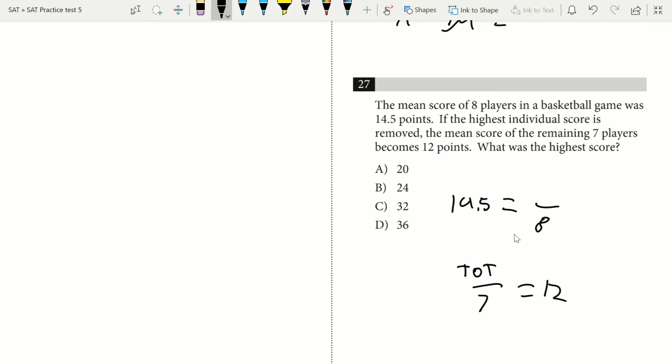So their total, I'm going to call TOT, total. So I'm going to multiply 7 by 12 to get my total there. Right, so that gives me 84. Right, so I know my total there is going to be 84.